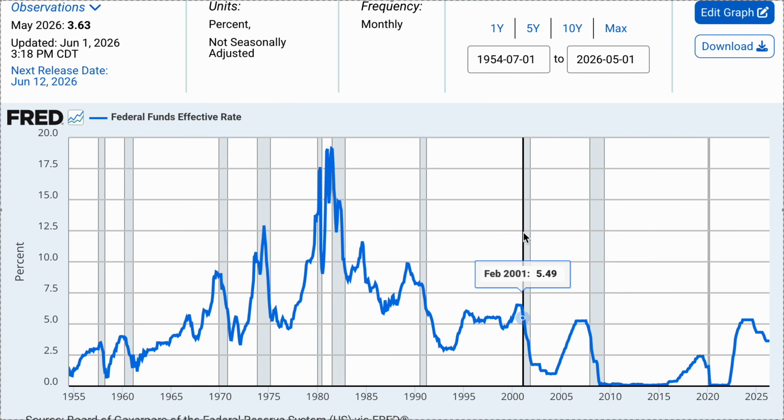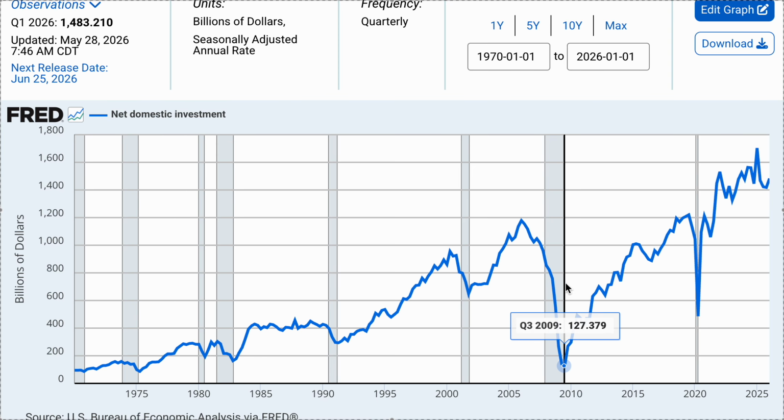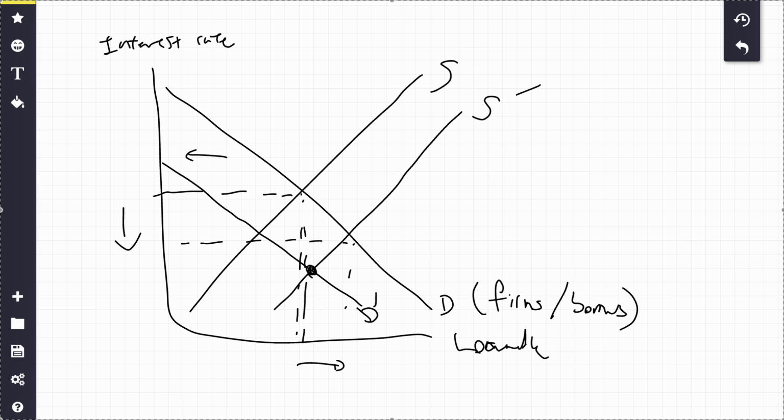See, a very dramatic decline, a dramatic cut. A significant cut in the federal funds rate from 2000. In this period, a record low interest rate, which was hoped to stimulate business investment. So that was the intention.